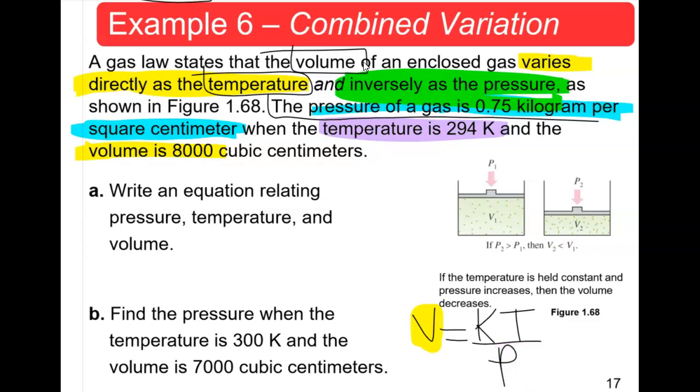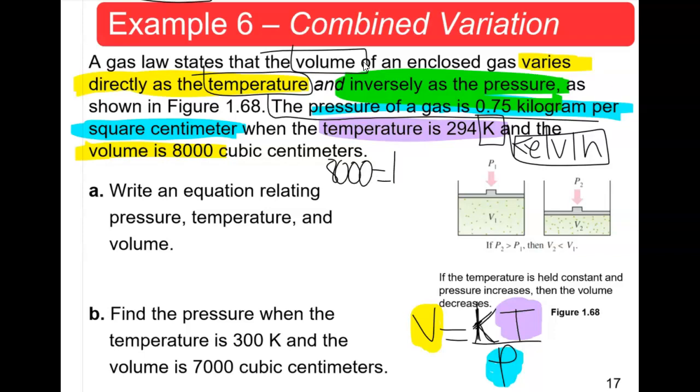Okay, so I said this wrong. The temperature is going to be here because the temperature is varying directly, so it goes on the numerator multiplied by the constant K. Now, K here represents units, degrees Kelvin, for temperature. It's not the same as this K here, which is lowercase. And then the pressure is going to be substituted here. So instead of volume, we enter 8,000, and then we're going to solve for K.